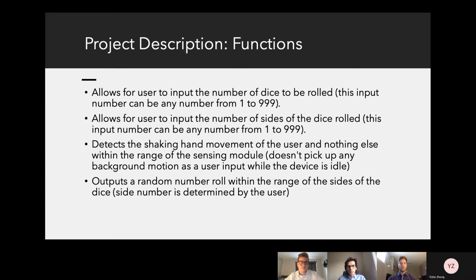Functions: we'd like to allow the user to input the number of sides of dice to be rolled, as well as the number of dice to be rolled, and this can be an input of 1 or 999 for either, allowing freedom to the user to specify.